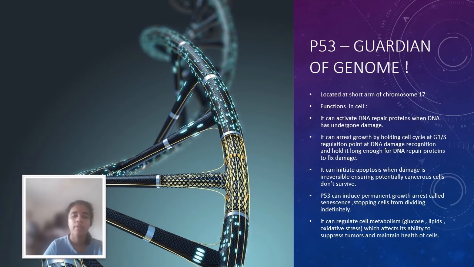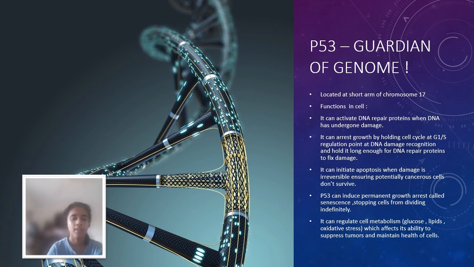Now moving on, we have p53, the guardian of the genome. Why is it called the guardian of the genome? What are its functions? It is located on the short arm of chromosome 17. The major function is that it can activate DNA repair proteins where the DNA has undergone damage. It can arrest the cell cycle and hold it at particular regulation points, particularly at the growth 1 phase and the synthesis phase.